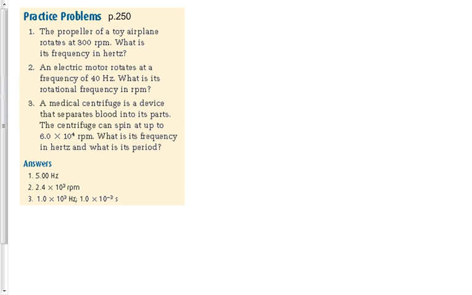What's its frequency in hertz, and what's its period? Well, we know the frequency in number 2 is 6.0 times 10 to the 4 RPMs. We want to find the frequency in hertz, the standard units, and then the period. How do you get that into revolutions per second? What's the conversion between a minute and a second? How many seconds in a minute?